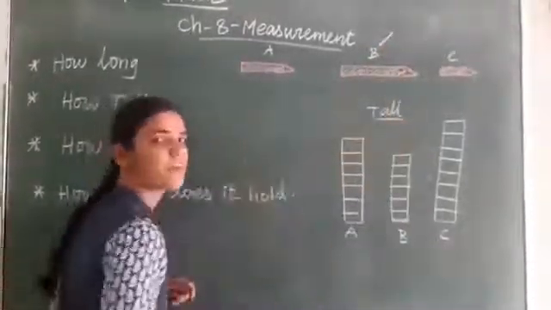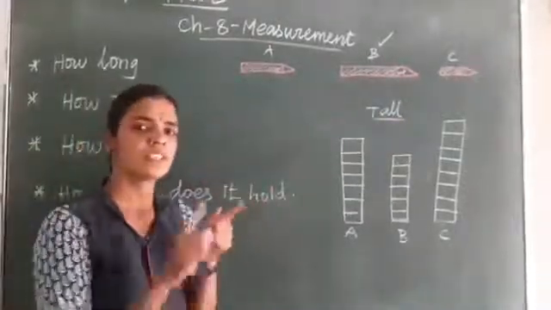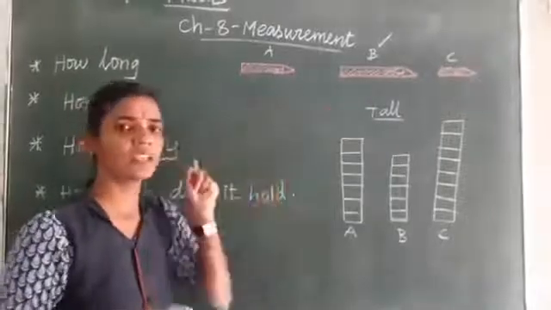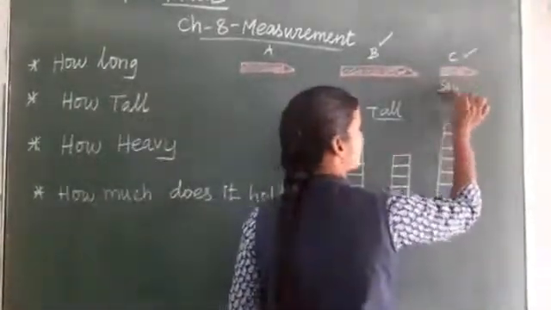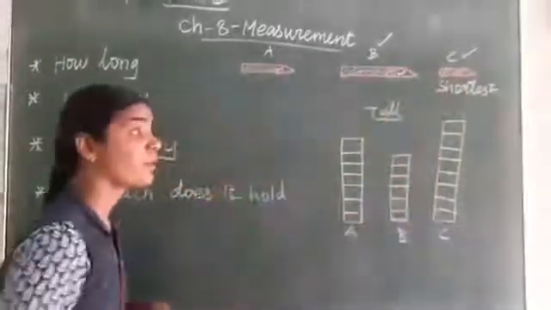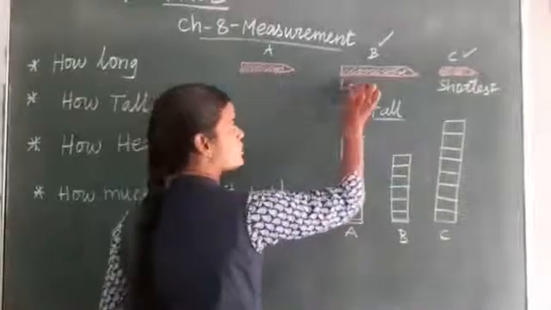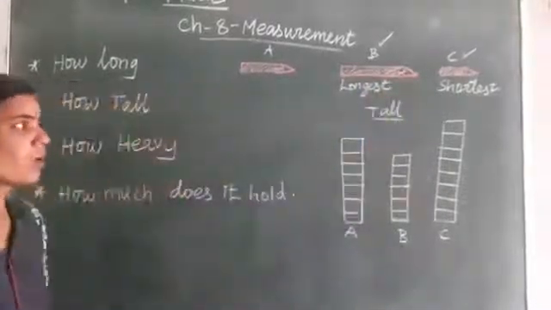Compare the other 2. Okay. Which is the shortest one? Which is the very shortest of these 3? Yes, this C. This is the shortest crayon. This is the longest crayon. Got it?